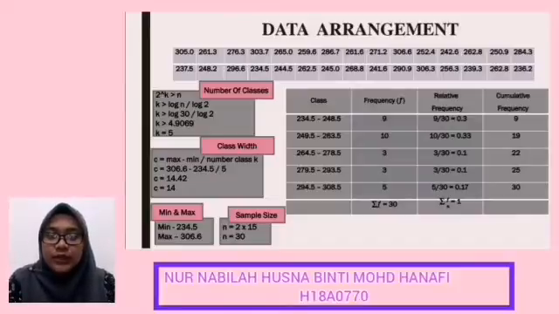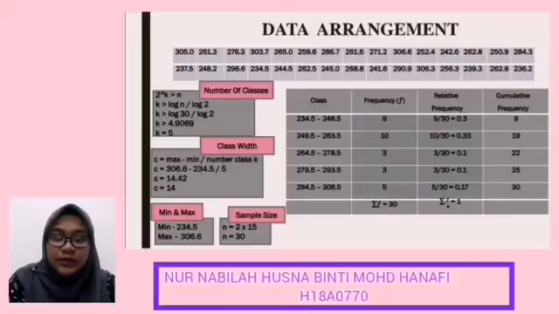Now we move on to the relative frequency. To calculate the relative frequency, you need to divide the frequency by the sample size. For example, 9 divided by 30 equals 0.3. The second class is 0.33. The third class is 0.1. Fourth class is 0.1. And the last class is 0.17. The total of the relative frequency needs to be equal to 1.